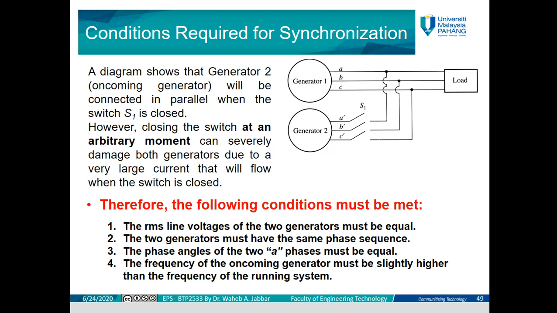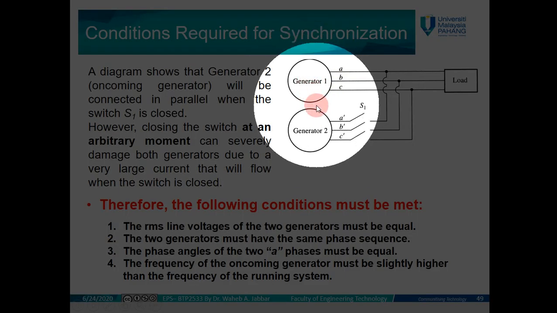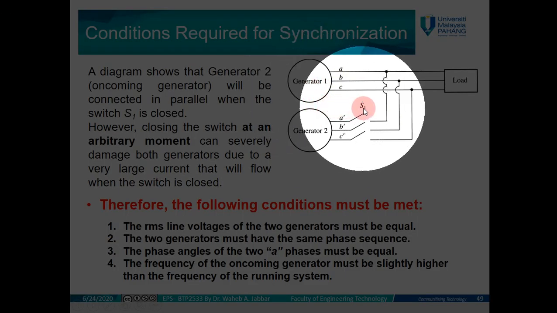So these are the conditions that the synchronous generators need to satisfy in order to connect two generators, three generators, five generators, whatever the number of generators in parallel. The first one is that the RMS line voltage of the two generators must be equal. So when I want to connect generator one to generator two, I cannot connect them directly.